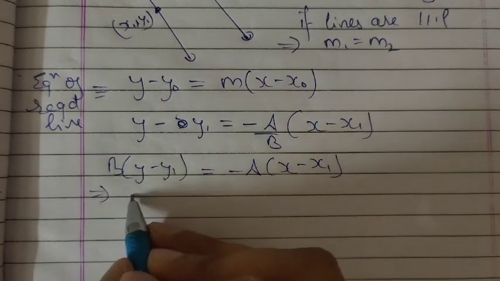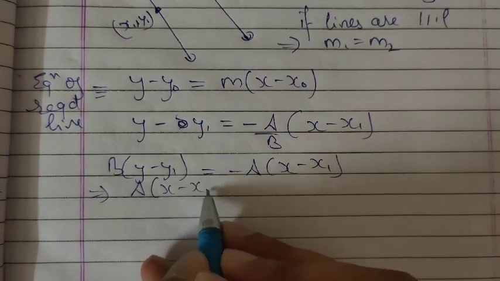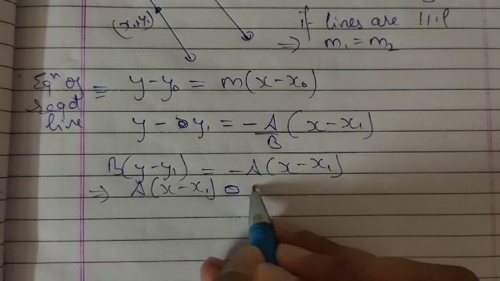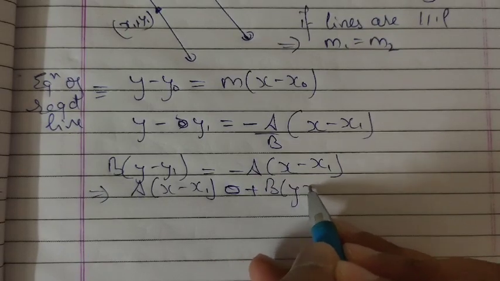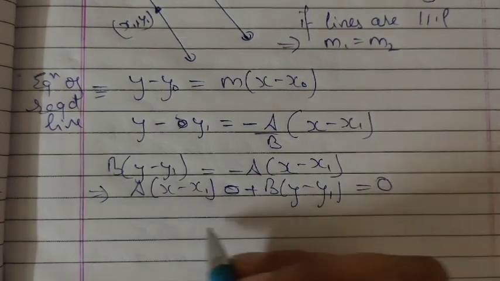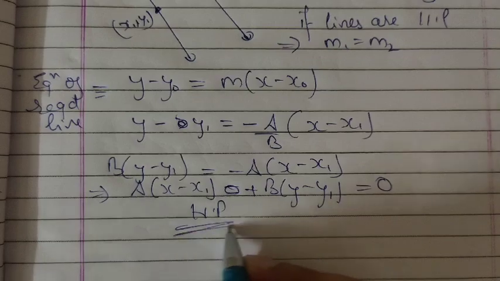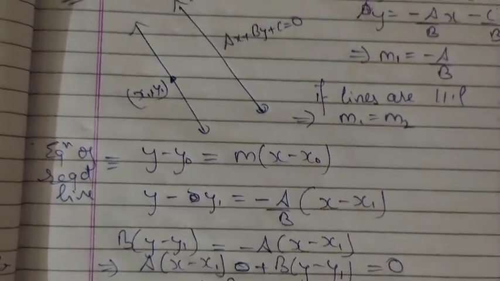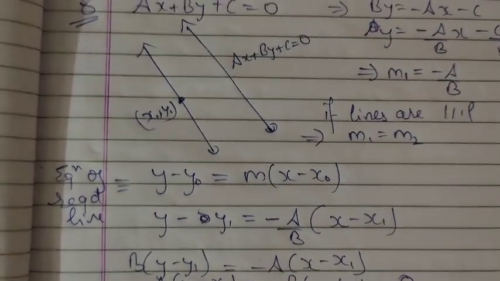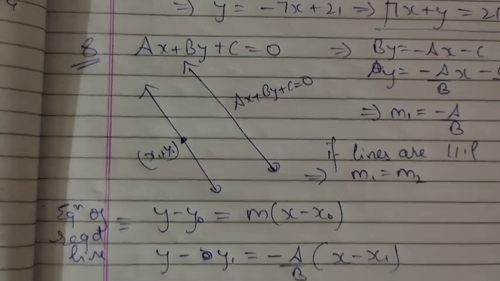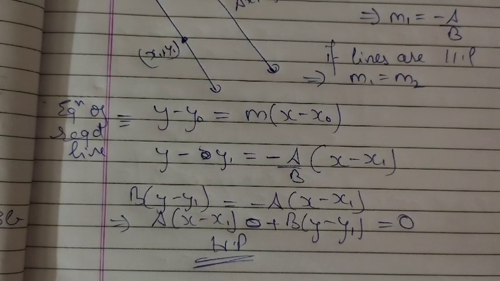So this implies a(x - x1) + b(y - y1) = 0. So this is what we have to prove, hence proved. Simple procedure: whatever is given in the question, we just followed that and we got this answer.